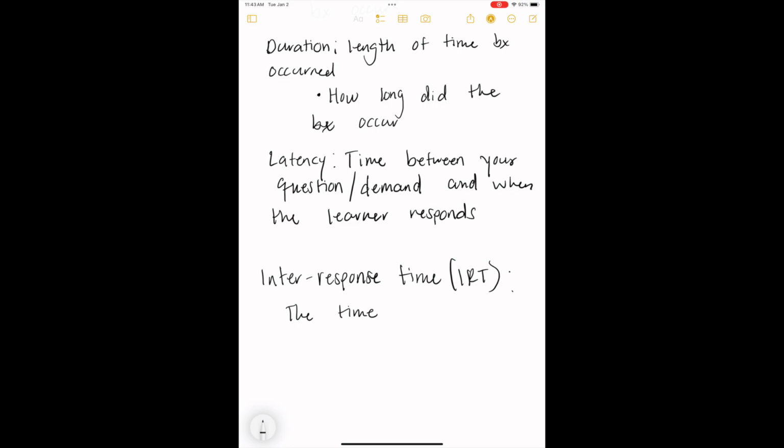Inner response time is the time between two consecutive behaviors, meaning two behaviors that are the same. So the time between two, I'm going to write it like this because that's how you would say it.